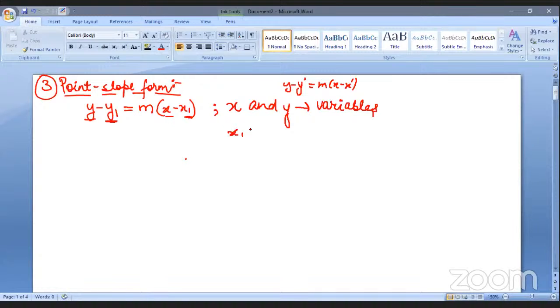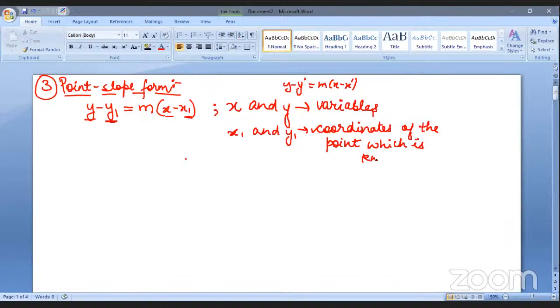So this x1 or x dash and y1 or y dash, what are these? These are the coordinates of the point which is known to us. Like something in the question will be given to us; that known thing is x1 and y1. Here x1 and y1 will be some numbers which we know. x and y will remain as they are. And what is left? m is left.